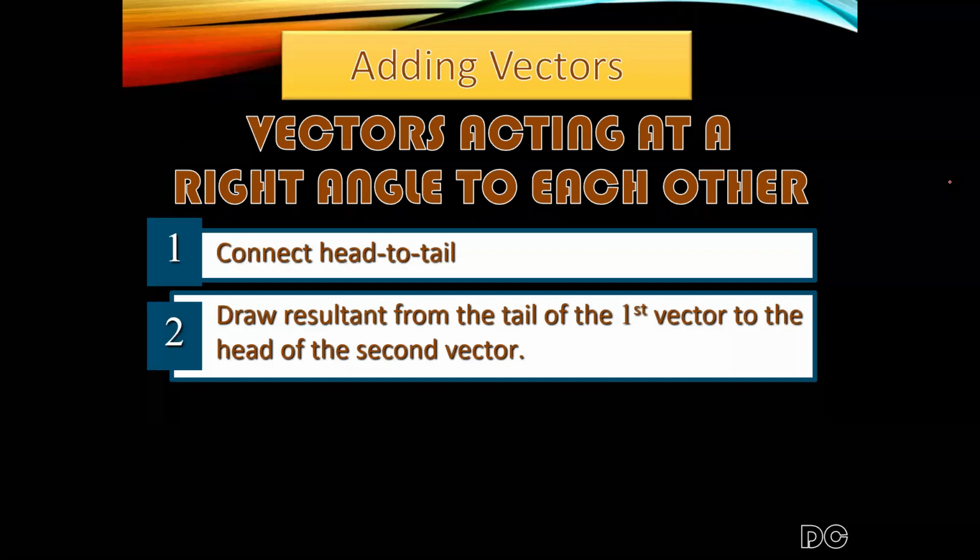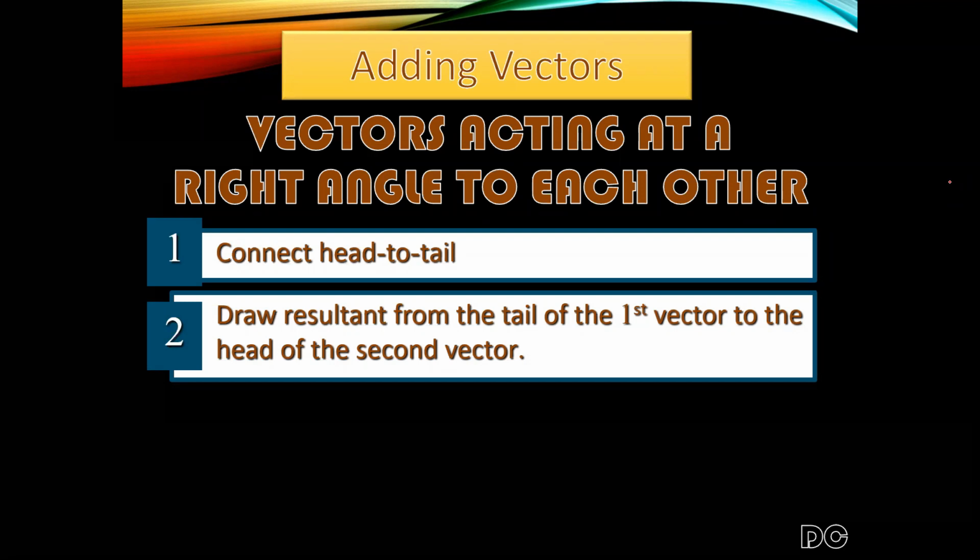After you draw your resultant line, you can create a right triangle. Since the first vector is on the x-axis and the second vector is on the y-axis, if we connect the two and then draw a resultant from these two vectors, therefore we can create a right triangle.